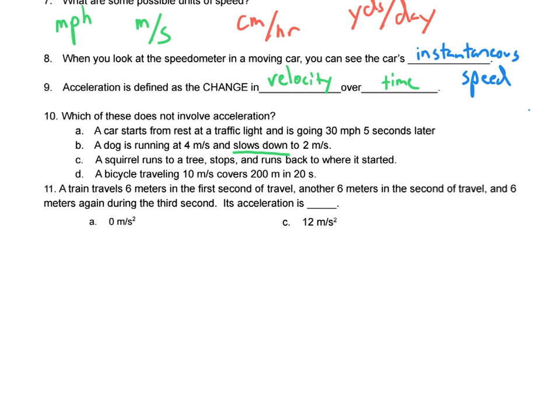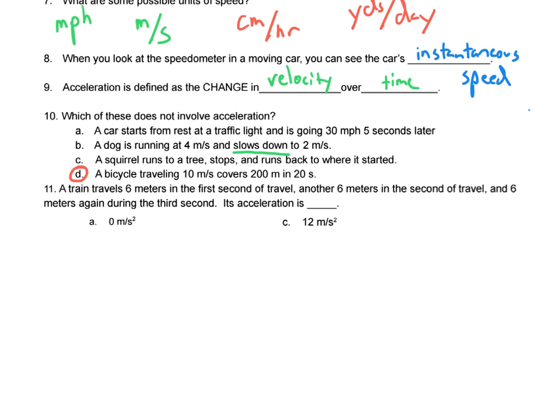Runs to a tree, stops, and runs back. So because the direction changed, and velocity is the speed and direction, we can say velocity changed in C as well. So it's got to be D. Let's make sure that makes sense. Bicycle traveling 10 meters per second covers 200 meters in 20 seconds. So constant velocity, there is no acceleration there.